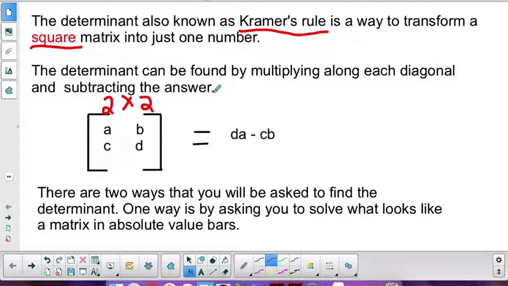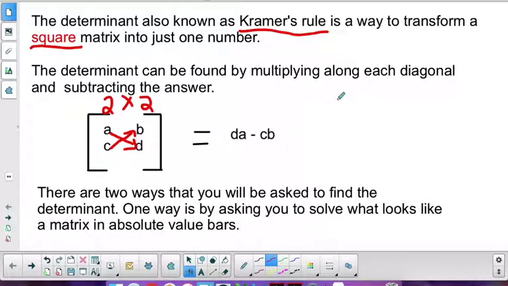So determinants, you multiply the diagonals and then you subtract. So this is just a general form of a 2 by 2 matrix with 4 pieces, 2 rows, 2 columns. So you multiply the first diagonal, you multiply the other diagonal, and then you subtract the 2 answers.